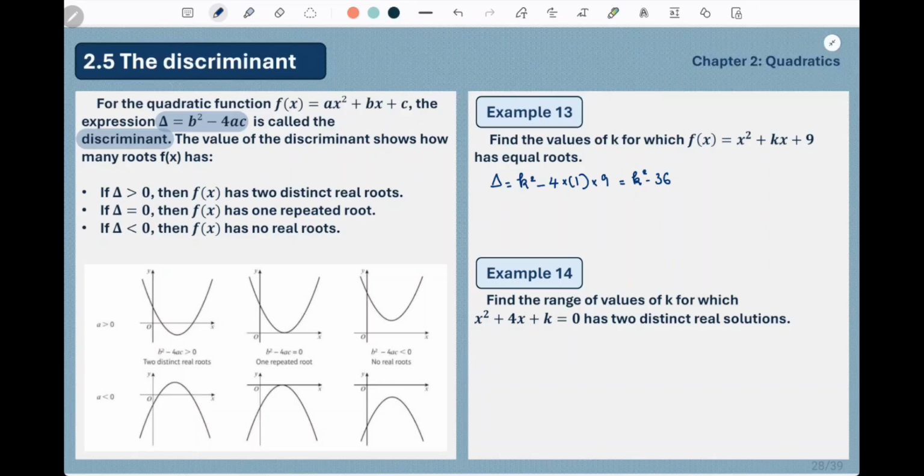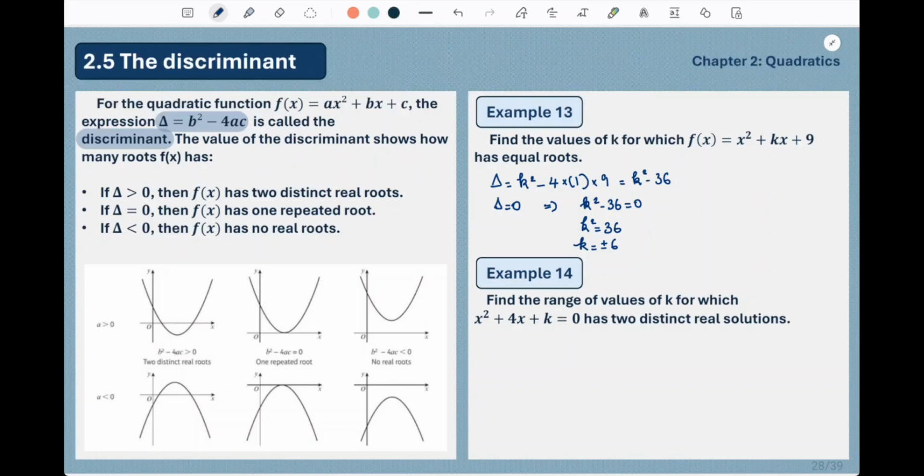And we want to find it for when it has equal roots. So when does that happen? When we have one repeated root, that's when we have equal roots. So when it's equal to 0, we set this to be equal to 0, which is the same thing as saying k squared minus 36 equals 0. If we solve it, k squared equals 36, so k is plus or minus 6. So here we found the values of k as required for example 13.